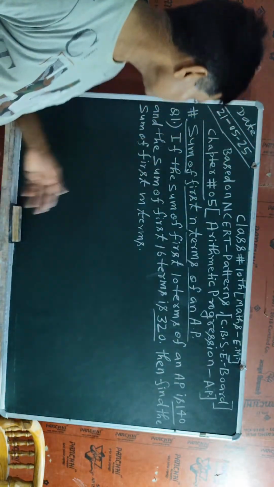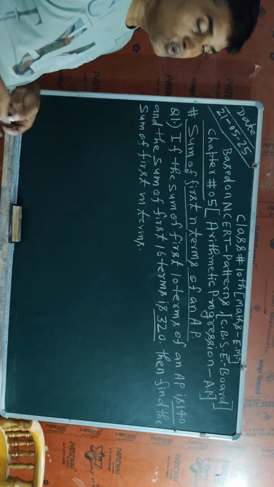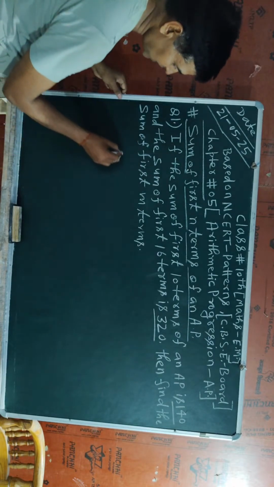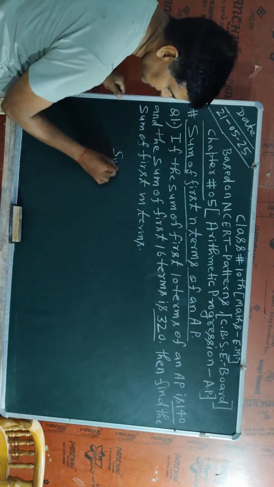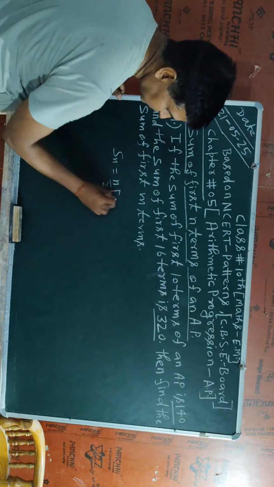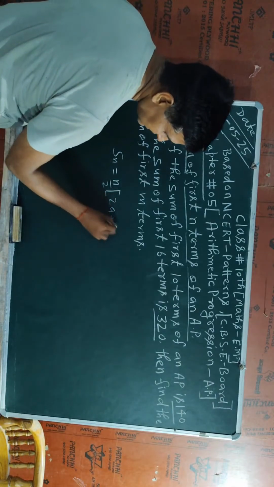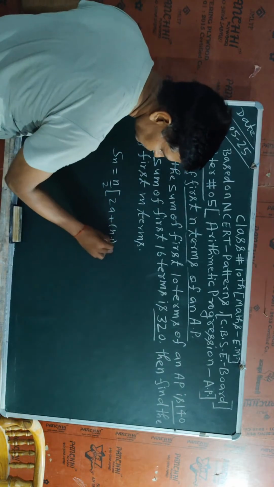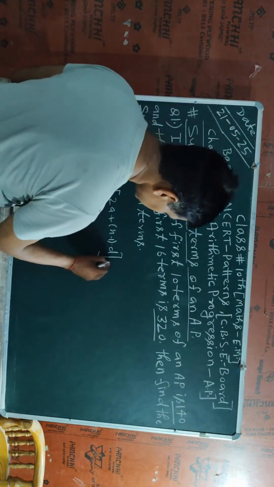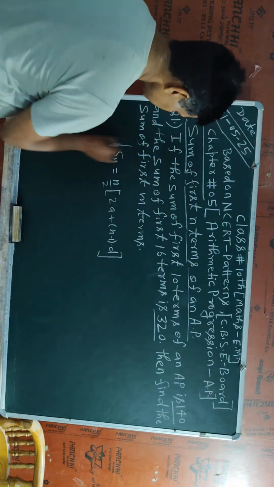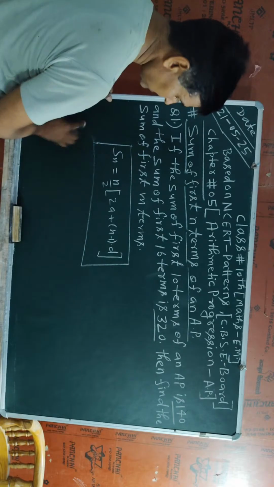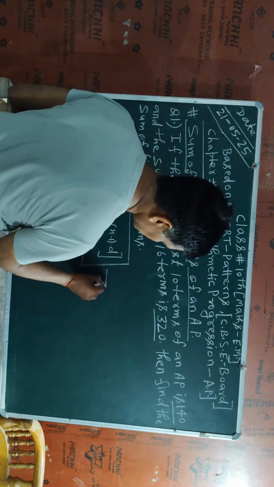Okay students, first of all I am going to explain. If you want to get the sum of the first n terms of an AP series, you have to write Sn equal to n divided by 2, and in the bracket you have to write 2a plus (n minus 1) into d. Students should remember this because this is a very important formula.